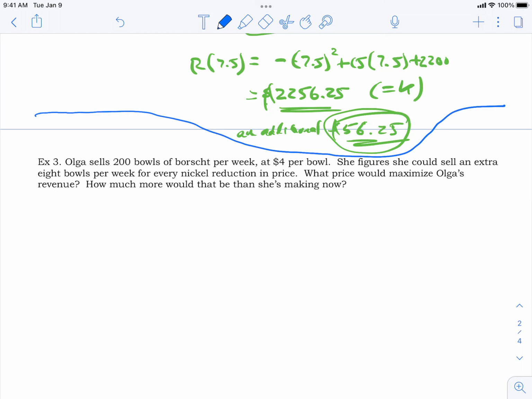So anyway, this one, it's an Olga. She's selling borscht, 200 bowls a week, $4 per bowl. She's going to sell extra bowls if she reduces the price. So it says 8 extra bowls for every nickel reduction in price. So this is similar to the Sergei. It's a little different. It's not $1 for an extra pair. It's 8 bowls for extra nickel or whatever. Anyway, what price maximizes her revenue, and how much more would she be making than now?